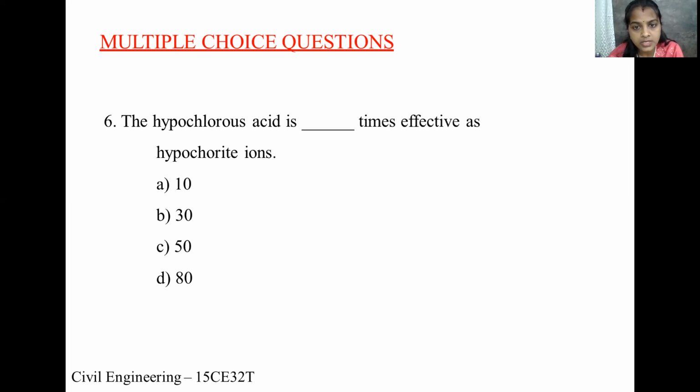Next, hypochlorous acid is dash times as effective as hypochlorite ions. This is a bit difficult question, but I could see this question in one of the DCET papers. That's why I have picked difficult questions. Usually we have not studied chemistry. We have studied just physics in the diploma classes, so it might be difficult for you to answer this one. The answer is D, 80 times as effective as the hypochlorite ions, they say.